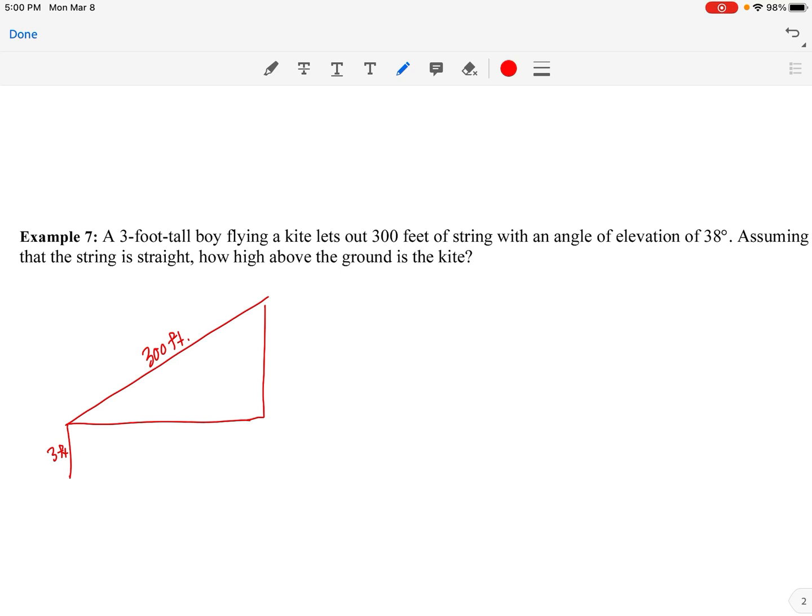This time our triangle is like this, very similar to what we saw before. Angle of elevation from the horizontal is 38 degrees. Assuming that the string is straight, how high above the ground is the kite? So again, we're looking for the height for x, but remember, after you find x, you're going to have to add 3 feet onto that. So set up your equation. This time we are looking for opposite, and we have the hypotenuse. So this is going to be SOH, which is sine of our angle, which we have. The angle is 38, is opposite over hypotenuse. Solve for x.